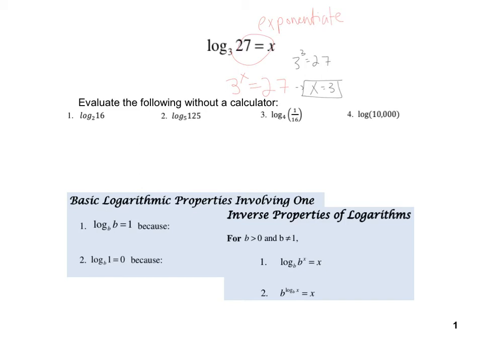And I can continue this with all these. If I don't have a base 10 or a base e, which I don't in any of these cases, I have a base 2, 5, and 4. What I can do is exponentiate them. I'll do this first one with us. I'm going to set it equal to x, swirl, so I get 2 to the x equals 16. And then I use what I know, 2 to the 4th equals 16, so x equals 4.